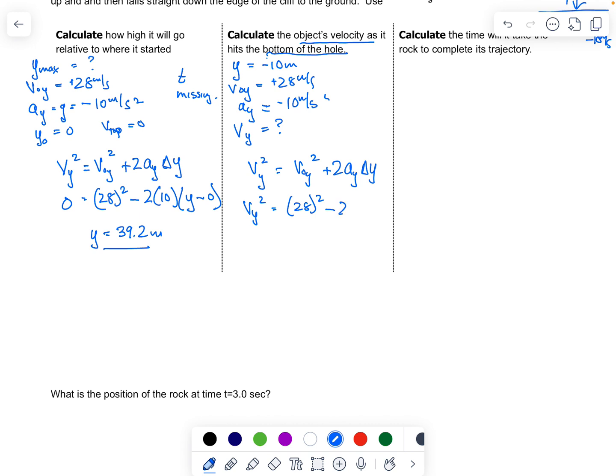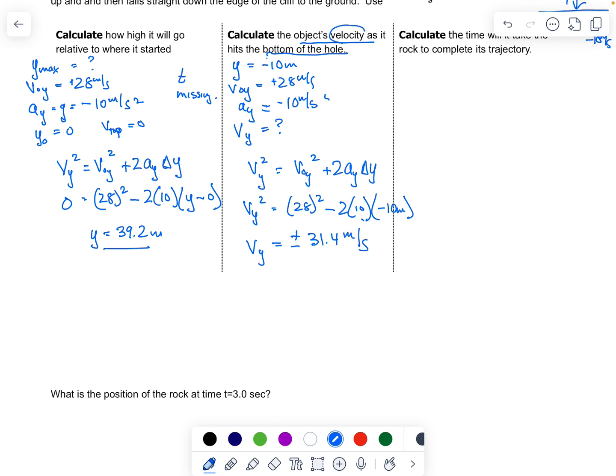Put my negative sign there, factor it out front, and then it hits the bottom of the hole, means my change in position is going to be minus 10 meters here. So we have that 20 times g and times the minus 10. So my velocity, when it hits the bottom of the hole, when I solve for that square root, is going to be plus or minus 31.4 meters per second.